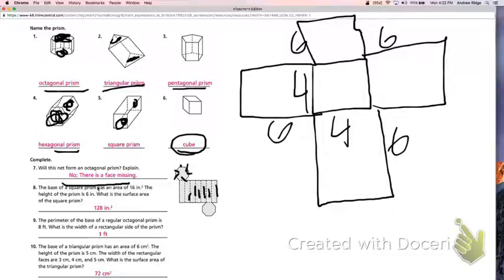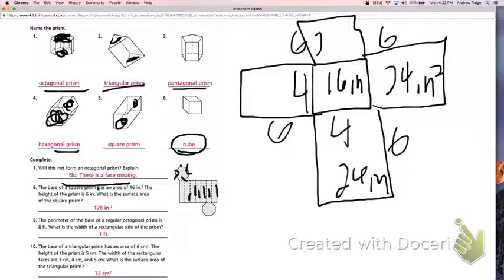Right, so this one we already figured out, right? It was 16 inches. Now 4 times 6 is 24 inches squared, 24 inches squared, 24 inches squared, 24 inches squared. And we're done. Add all that up, and you get 128 inches.